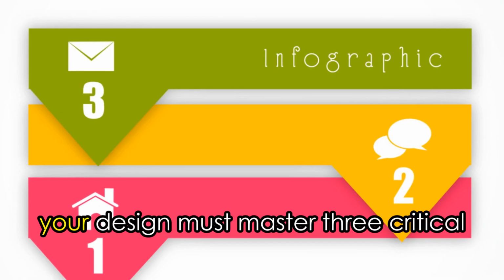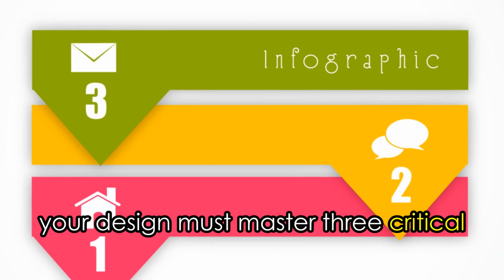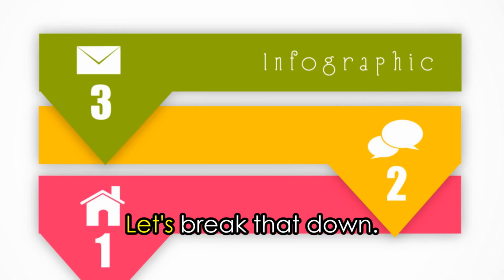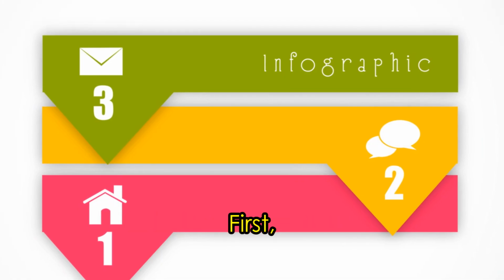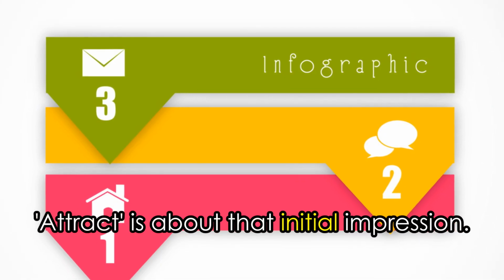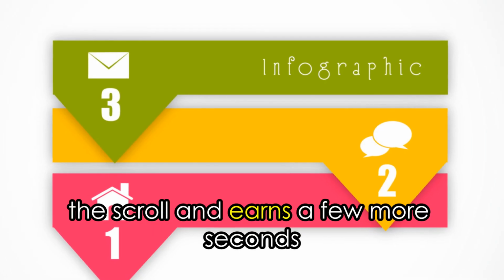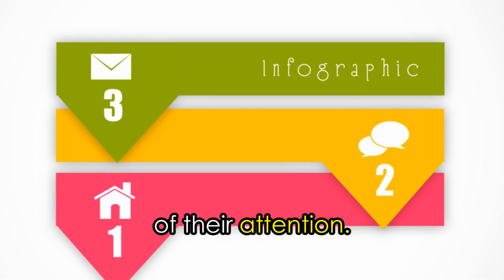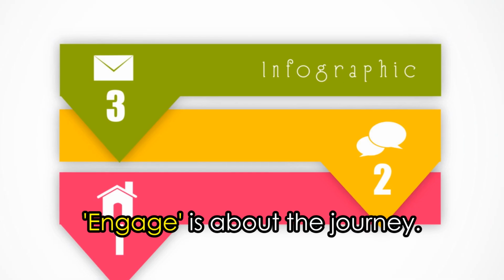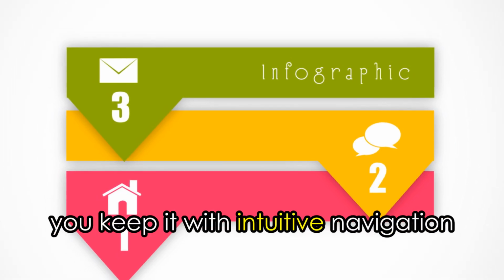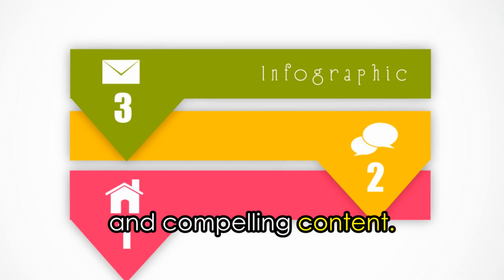To succeed, your design must master 3 critical functions: attract, engage, and convert. Let's break that down. First, attract is about that initial impression. It's the visual handshake that stops the scroll and earns a few more seconds of their attention. Next, engage is about the journey. Once you have their attention, you keep it with intuitive navigation and compelling content.